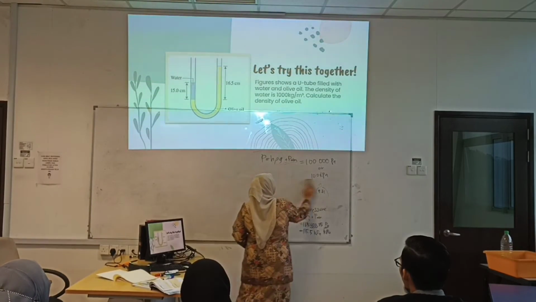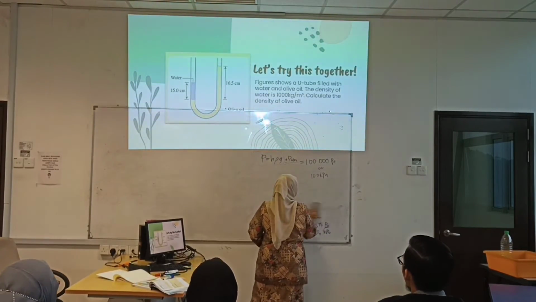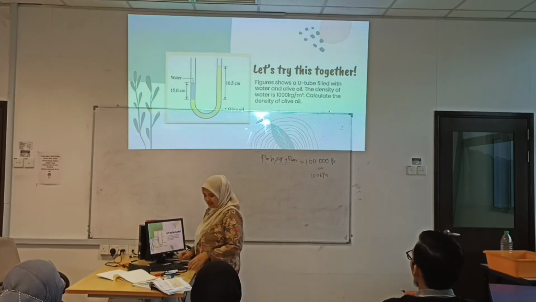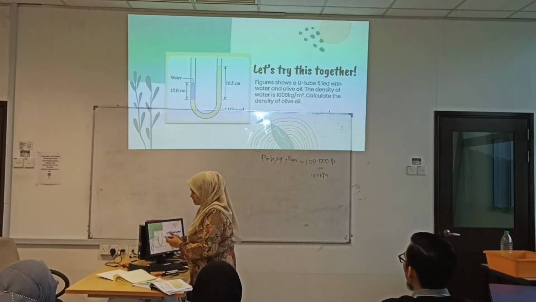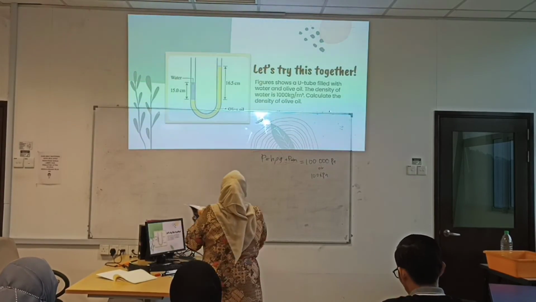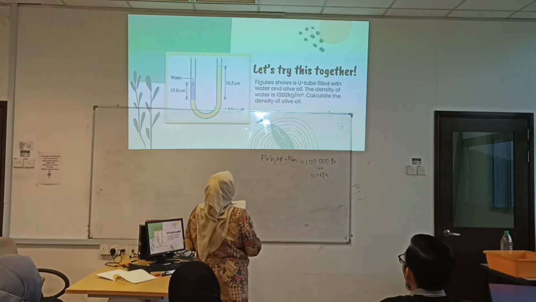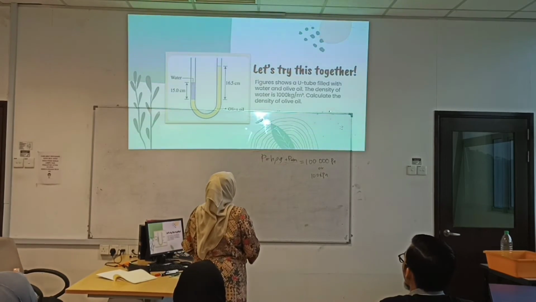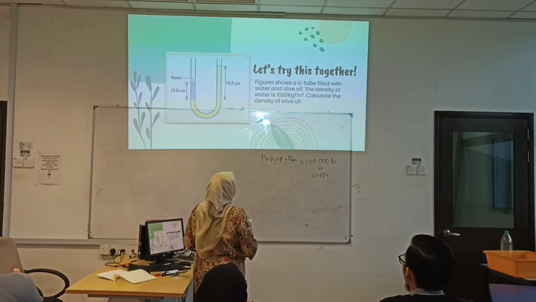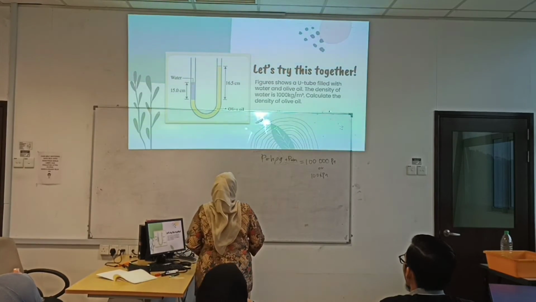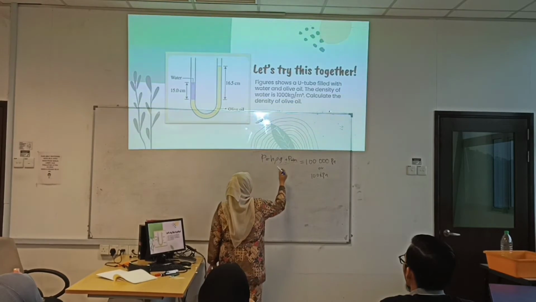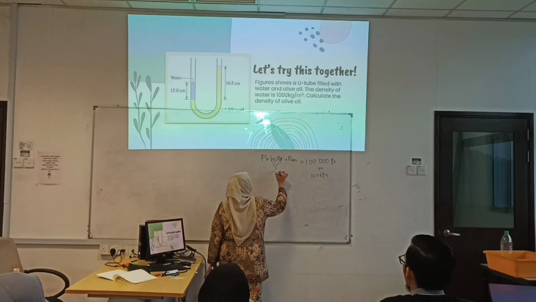Can someone please calculate this for me? Using the same formula, yes, but with a little modification. Let me read the question for you. The figure shows a U-tube filled with water and olive oil. The density of water is 1000 kg per meter cube. Calculate the density of olive oil. The density of olive oil is what we want to find out.